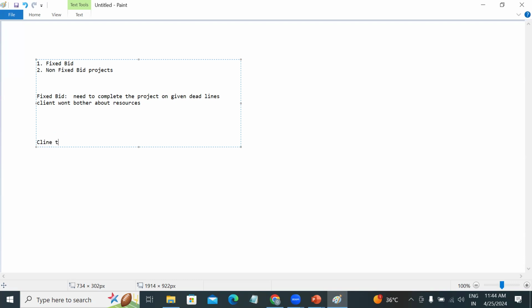And non-fixed bid project, in the sense, JPMC, I mean the client, will recruit resources in the company, in the service-based company, and the client will pay on an hourly basis. But it is not sure how many days.